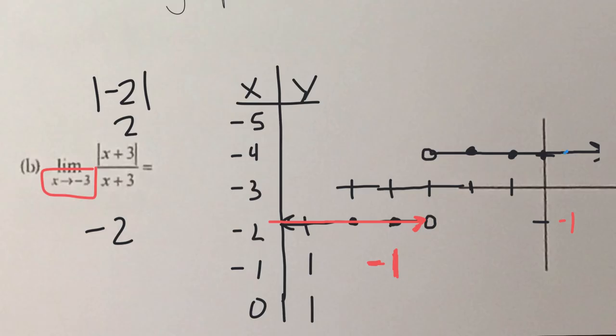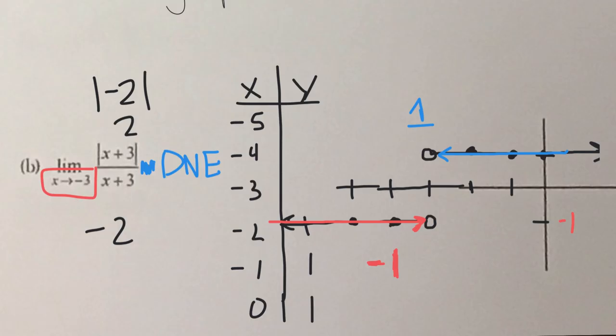But from the right, our graph is approaching what value? +1. So does the left y value and the right y value equal each other? Right? No, one is going to -1 and one is going to +1. They're going to different places. So we say that the limit here does not exist. Okay, so let's scratch off the equal sign because the limit does not exist. The limit at -3 does not exist.